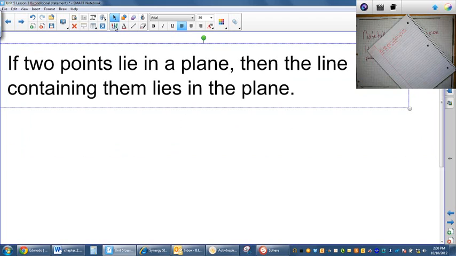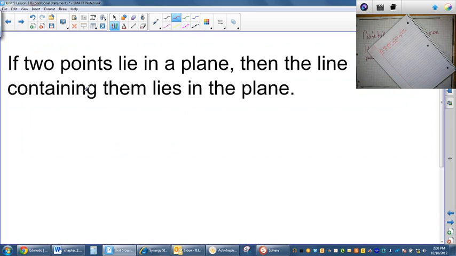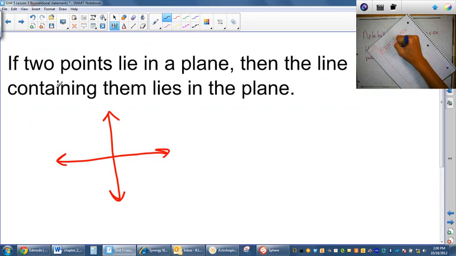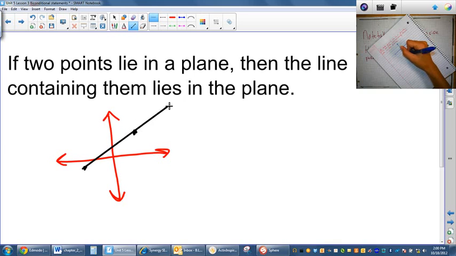All right. So first, it says if 2 points lie in a plane. So let's make a plane. Let's make a plane like this, like you're used to, the graphing plane. So I just made a plane. So if 2 points lie in a plane, let's put a point here and a point here, and the line containing them lies in that plane. So let's take a line that goes through those 2 points.